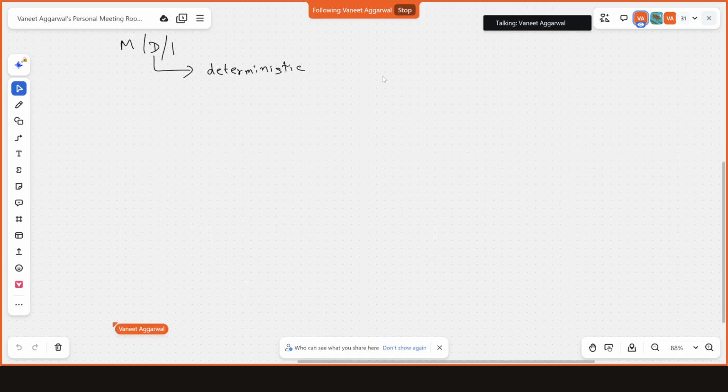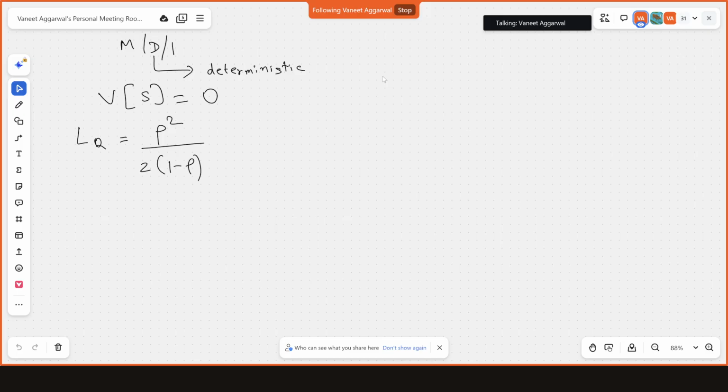So for the deterministic setup, the variance of the service time will be 0. You substitute in the previous formula for LQ. When the variance is 0, the second term in the numerator is 0, it becomes rho square over twice 1 minus rho. Any questions on this calculation?